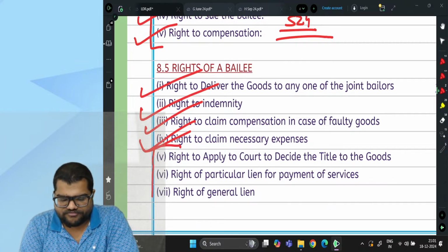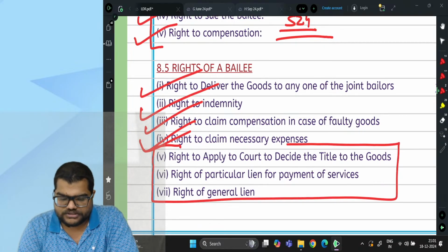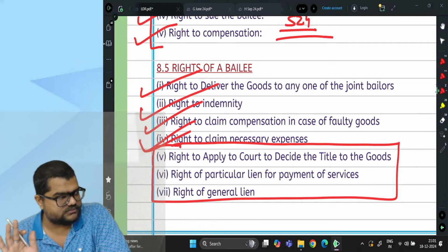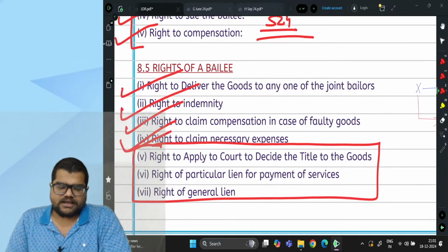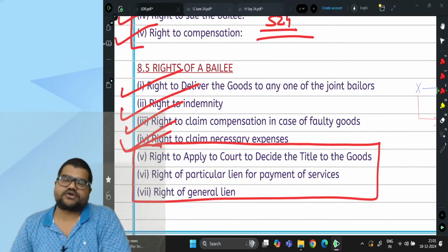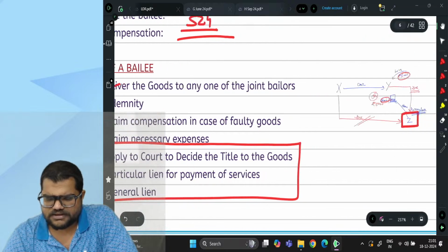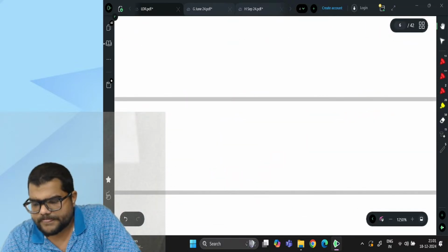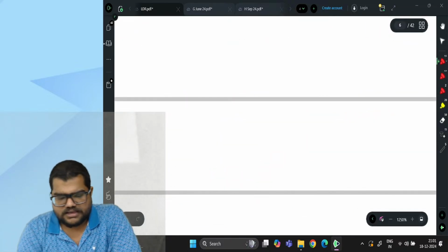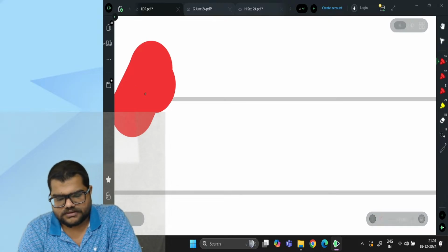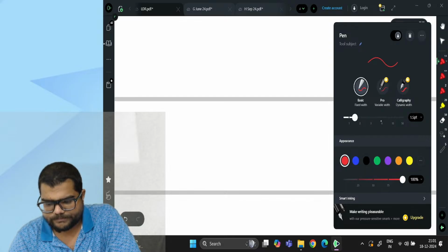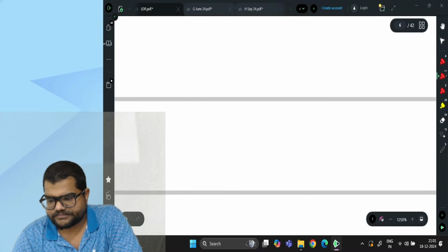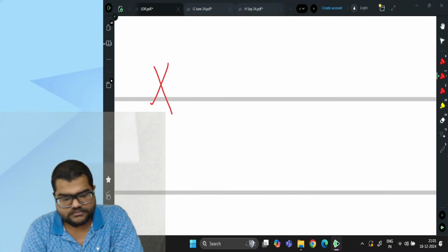This is the new point. 5, 6 and 7 are new points. This we have not done. I'll come to point number 5. Right to apply to court to decide the title on the goods. Let's take a very simple example. X gave a car to Y. So here we are, X and Y. X gave a car to Y.